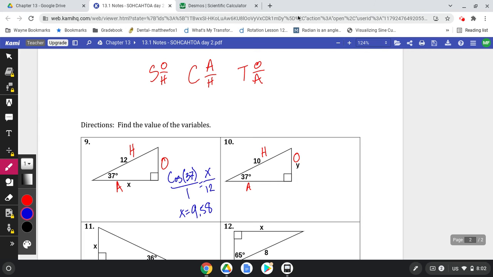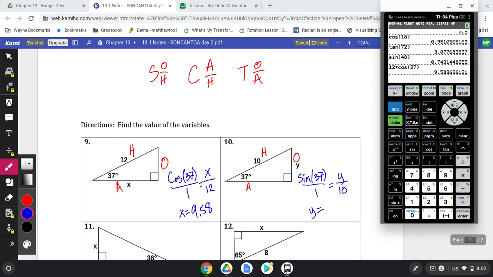Okay, now we're going to use our ratio. So sine of 37, always put it over 1. So we're setting up a proportion. Okay, equals, now it's O over H. So Y over 10. We cross multiply, we'll get Y equals whatever 10 times the sine of 37 is. Now, don't do 10 times 37. It's 10 times the sine of 37. You have to use the calculator. You can't do this in your head. Okay, we hit enter, and as you can see, 6.018. So if we round, 6.02.